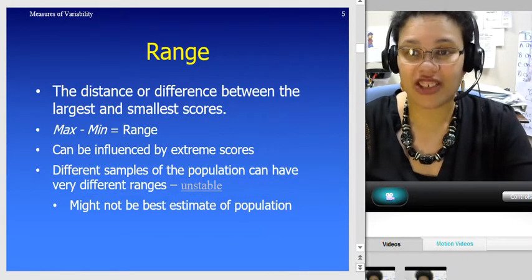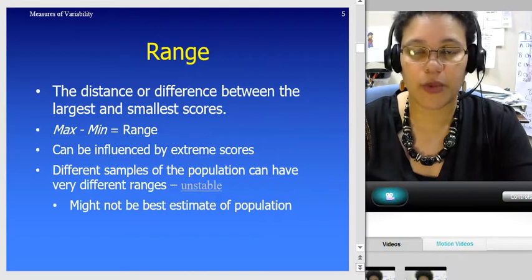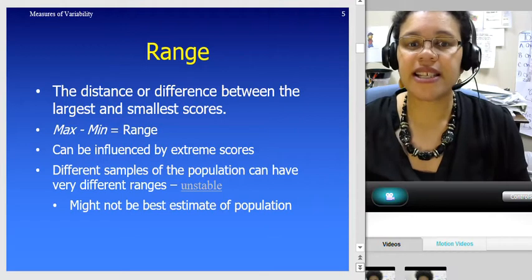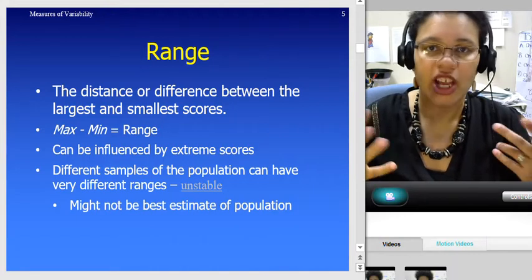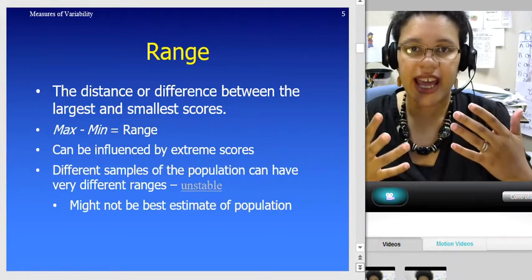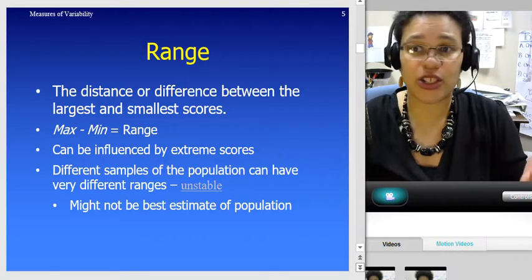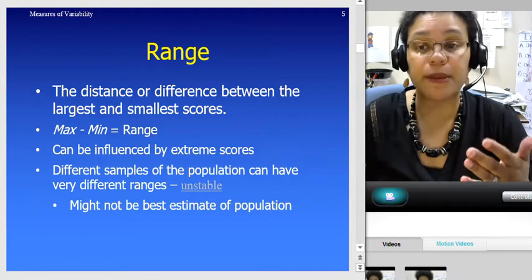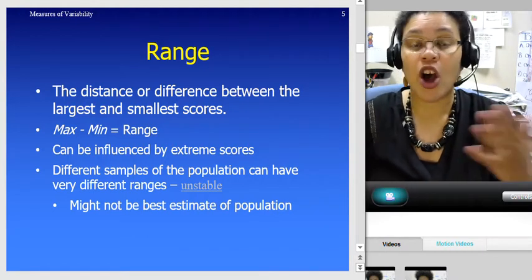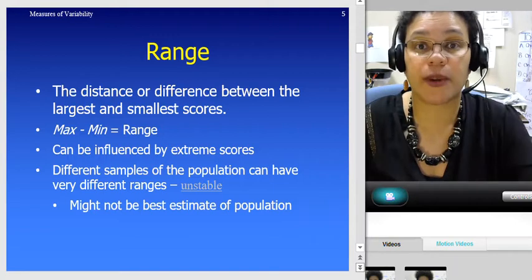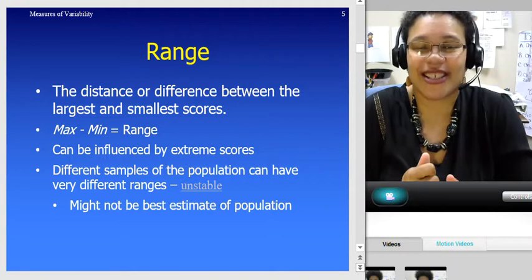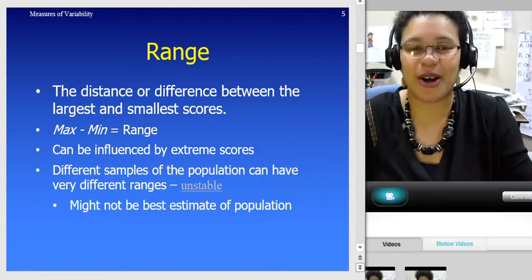First of all, the range. The most common thing that we think of when we think about how data is spread out is the range. This is the distance or difference between the largest and smallest score. So when we're using the term range in everyday language, usually we say, oh, the temperature today is going to range from, and we give the minimum score and the maximum. The minimum temperature and the maximum temperature. So I might say, oh, the temperature today is going to range from 30 degrees to 60 degrees. So yes, we'll need our coats in the morning, and then in the afternoon we can take them off.